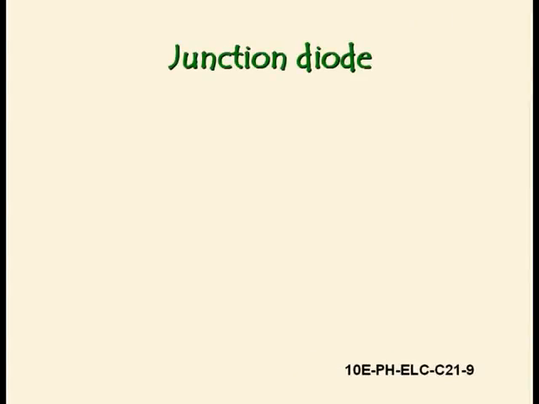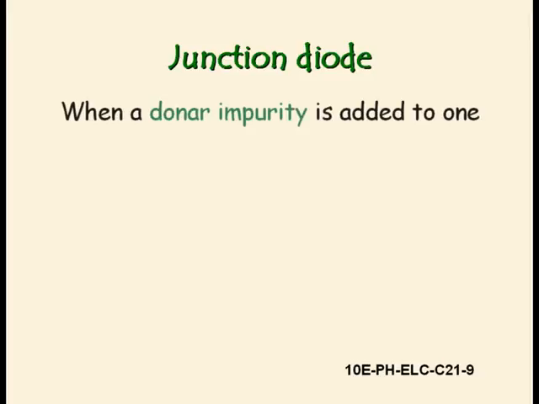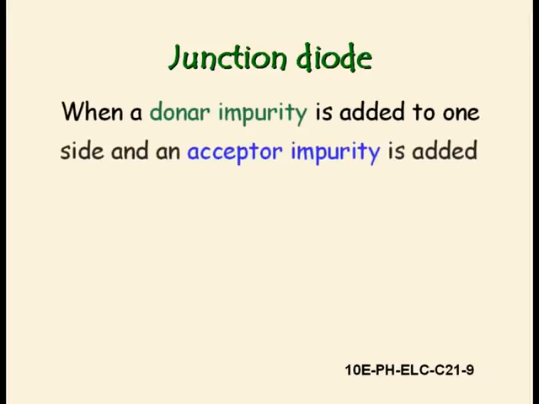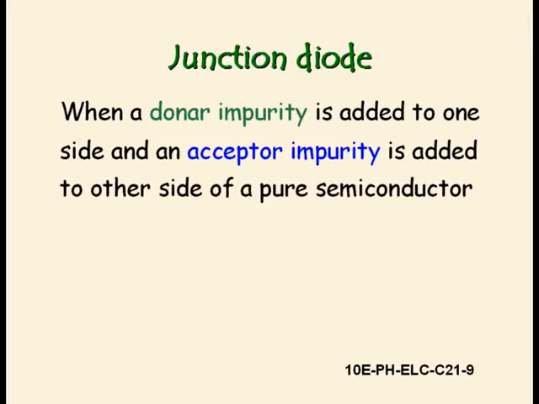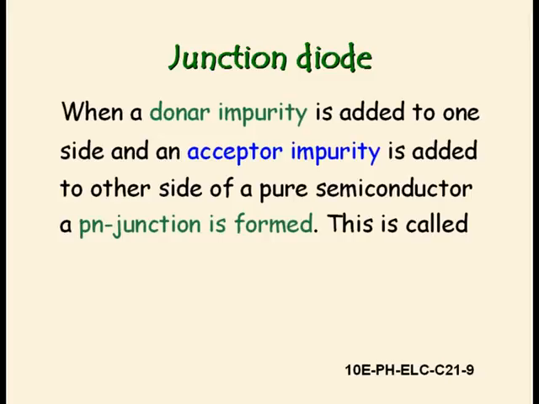Junction diode. When a donor impurity is added to one side and an acceptor impurity is added to the other side of a pure semiconductor, a PN junction is formed. This is called junction diode. Children, note down this definition in your notebooks.